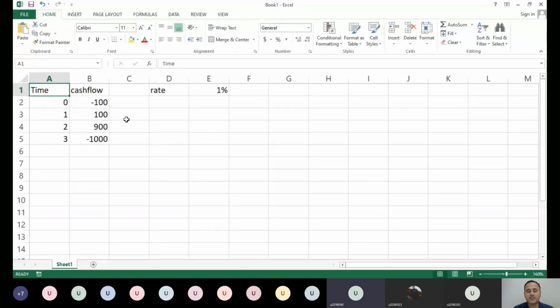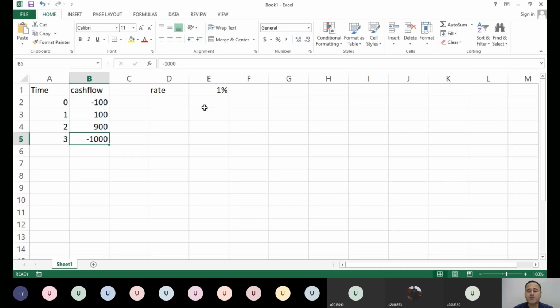Okay, so this is a very simple example. So for example, there is a very simple project in which we invest $100, just like this example that we considered on my PowerPoint slide. And there is a cash inflow of $100 and then a cash flow of $900. And then at the end of the project period, there is a cash outflow of $1,000.